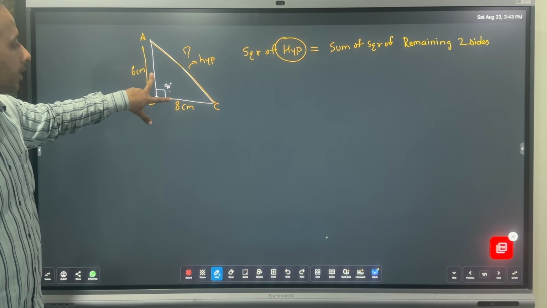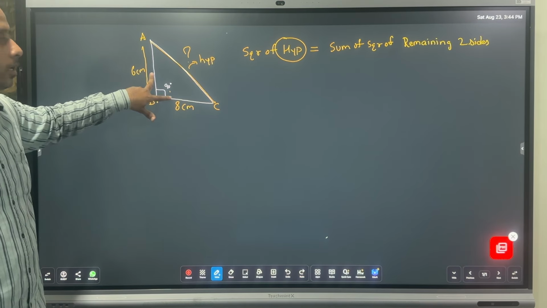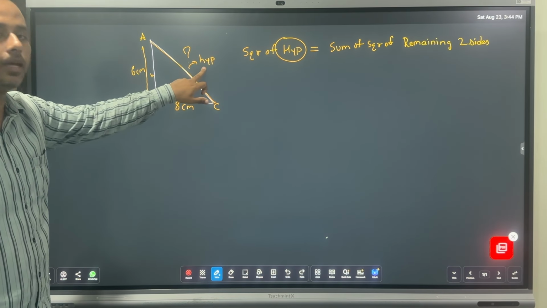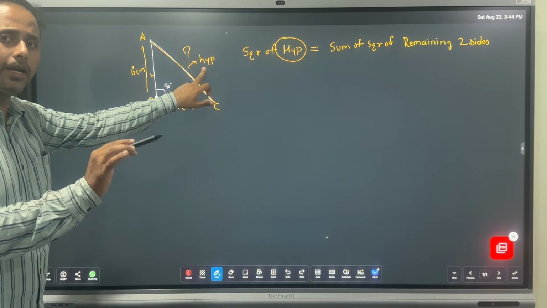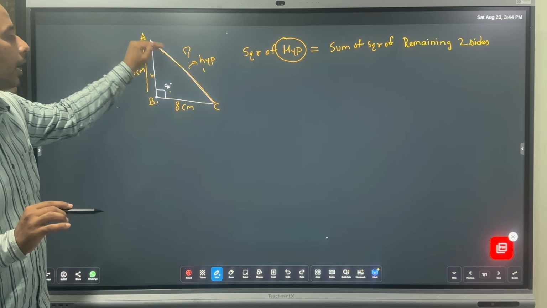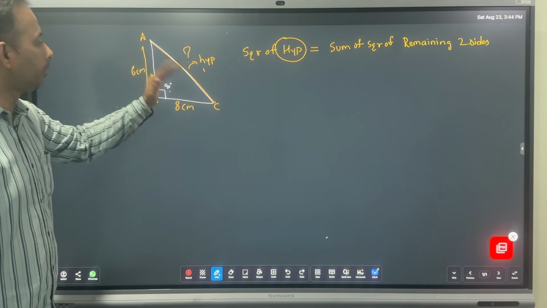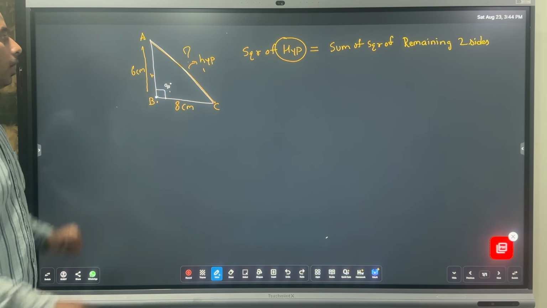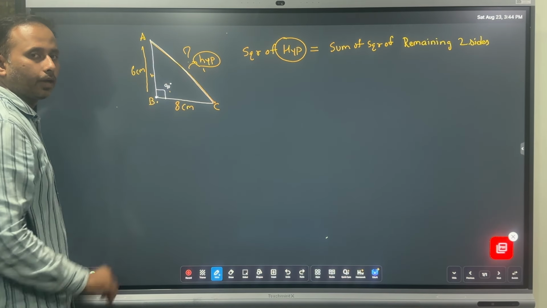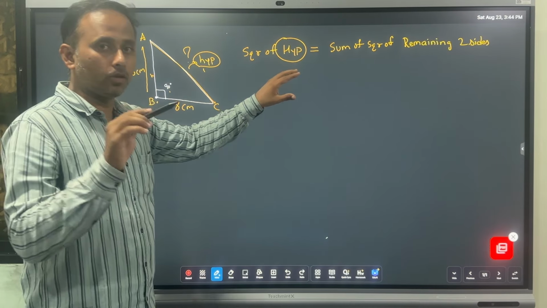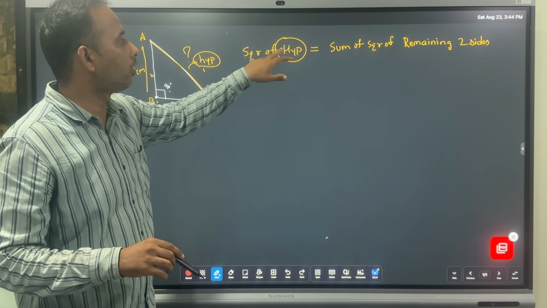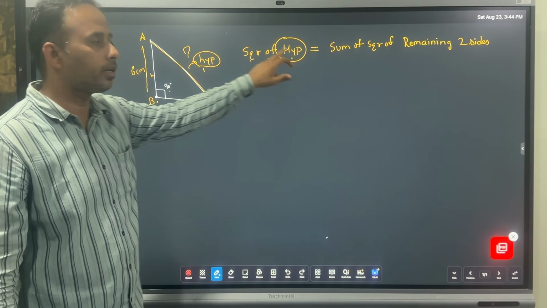Out of these two sides, which side will be the biggest? This one, which we call what? Hypotenuse. Whichever right angle triangle it may be, in that the hypotenuse will be the longest, biggest, compared to the remaining two sides. Okay, we have to find this out. Okay, this is the statement of the Pythagoras theorem: square of hypotenuse. Which one is your hypotenuse?